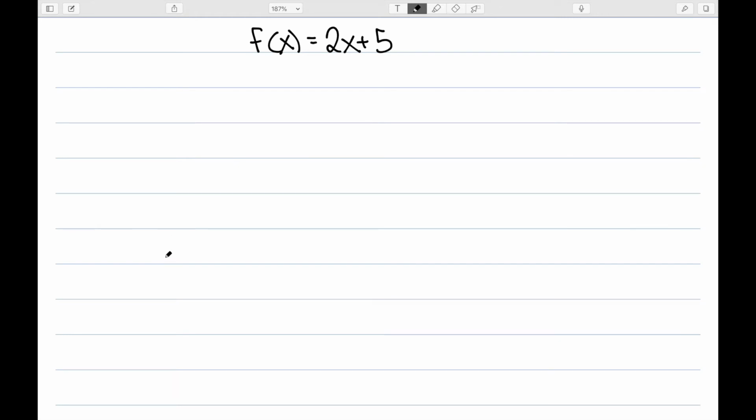Last video, I talked about how to find the inverse of a function. In this video, I want to look at the relationship between a function and its inverse. And I'm going to do that by looking at a specific example, f of x equal to 2x plus 5. And I want to start by graphing this.